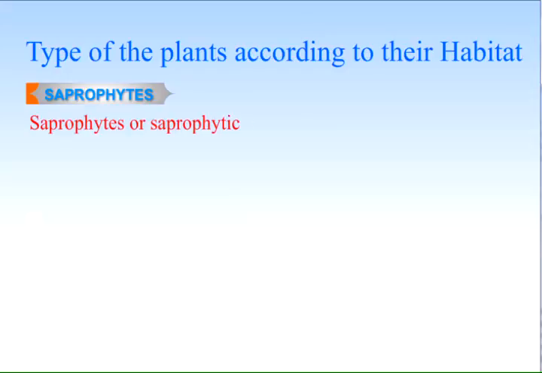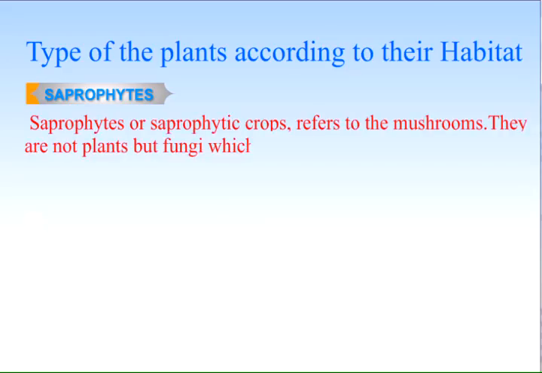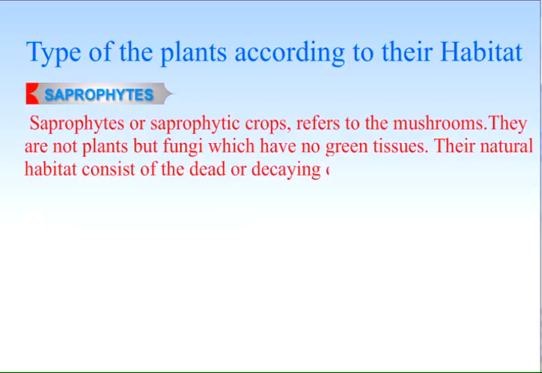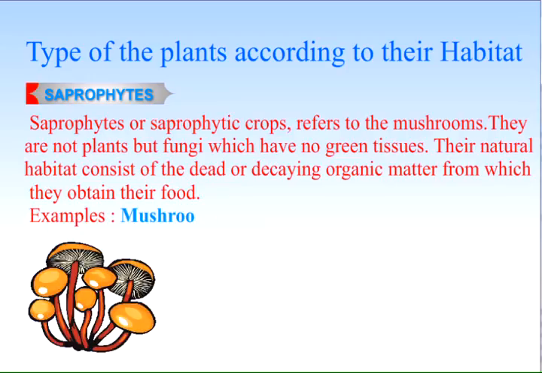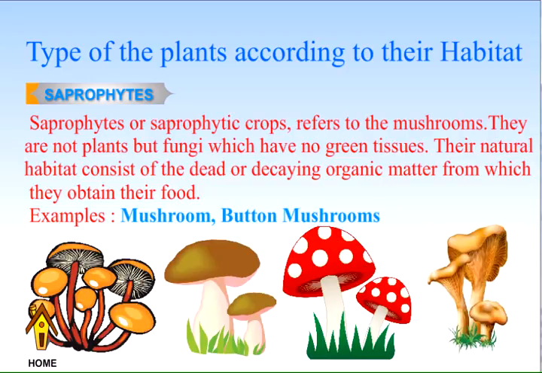Saprophytes. Saprophytes or saprophytic crops refers to the mushrooms. They are not plants but fungi which have no green tissues. The natural habitat consists of the dead or decaying organic matter from which they obtain their food. Examples: mushrooms, butter mushrooms, etc.